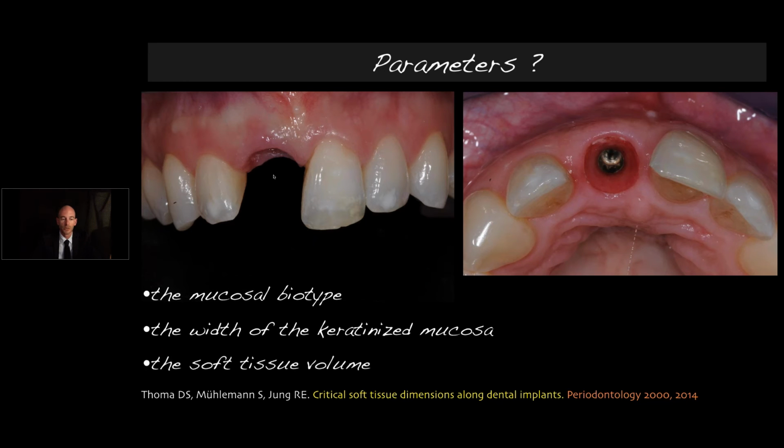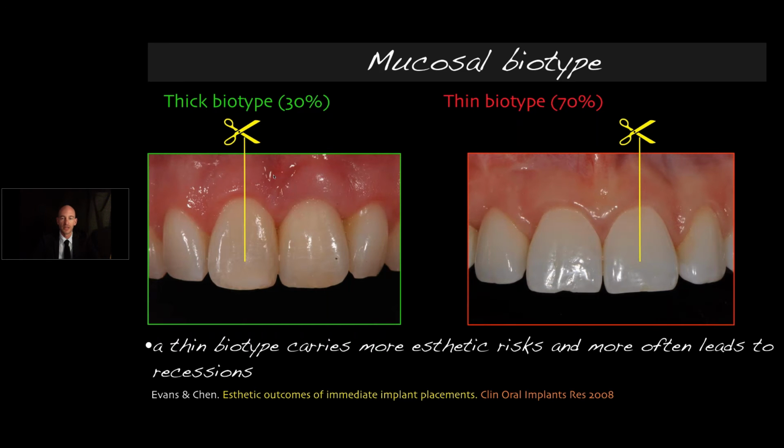So let me start with the mucosal biotype. What is important to know is that there is a thick and a thin biotype. Percentages always depend a bit on the publication you're looking at. But it's from a quite famous publication by Evans and Chen, looking at the aesthetic outcomes of immediate implant placement, that they concluded that the thin biotype carries more aesthetic risks and more often leads to recessions.